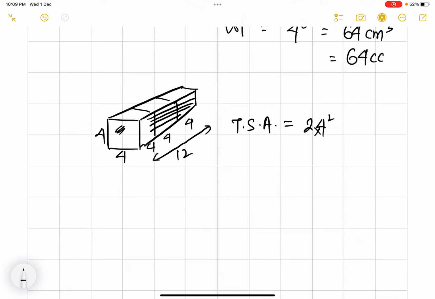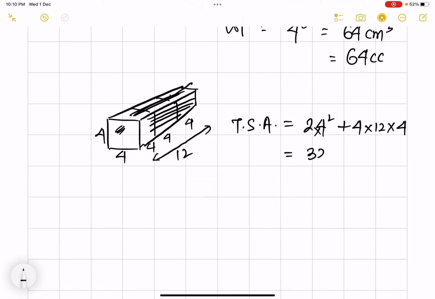Look at the top also. The top is also a 12 into 4 rectangle. The top and bottom, both of them are 12 into 4 rectangles. So how many such surfaces do we have? We have 4 such surfaces: right, left, top, and bottom. So we have 4 such surfaces of area 12 into 4. So overall, the total surface area will be 2 into 4 square.